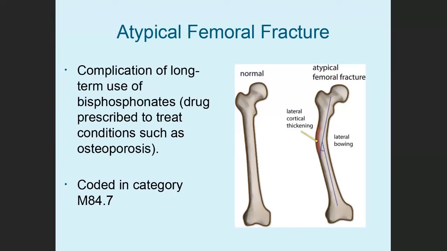Atypical femoral fracture is a complication of long-term use of drugs, bisphosphonates, which are prescribed for treatment of conditions such as osteoporosis. This is in category M84.7.